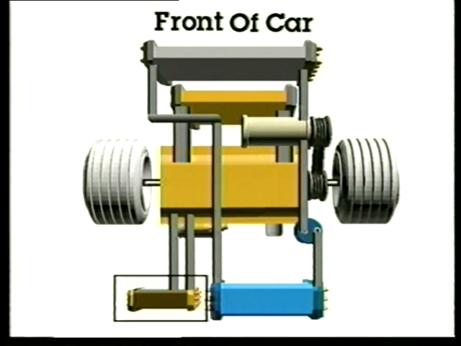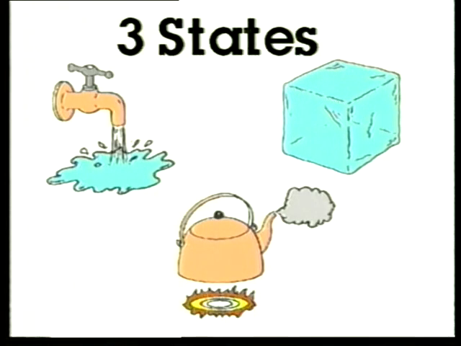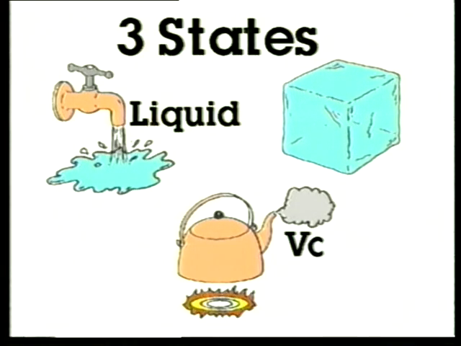To fully understand these parts, you must first comprehend a few simple laws of physics. There are three states of matter, with water as a good example. There is a liquid state at room temperature, vapor or gas state when the water is heated above its boiling point of 212 degrees Fahrenheit, and a solid state when water is cooled below 32 degrees Fahrenheit.